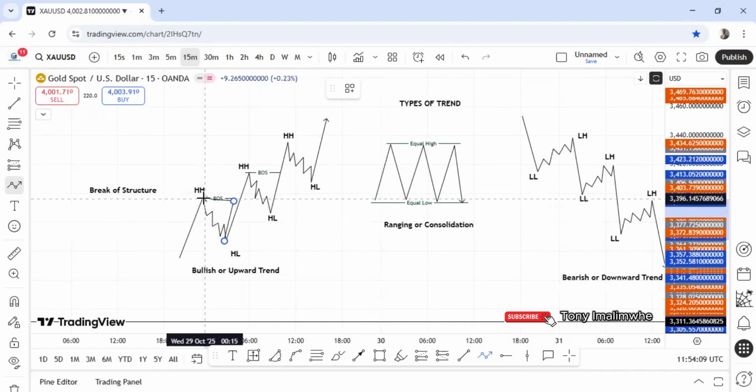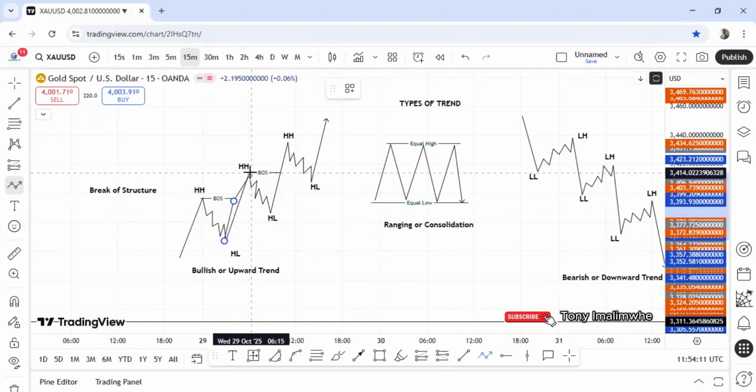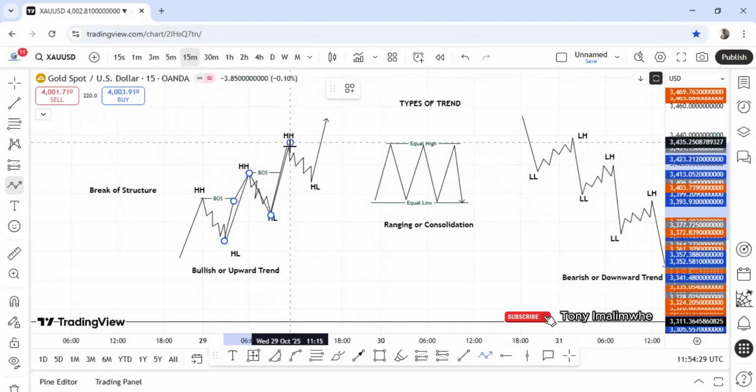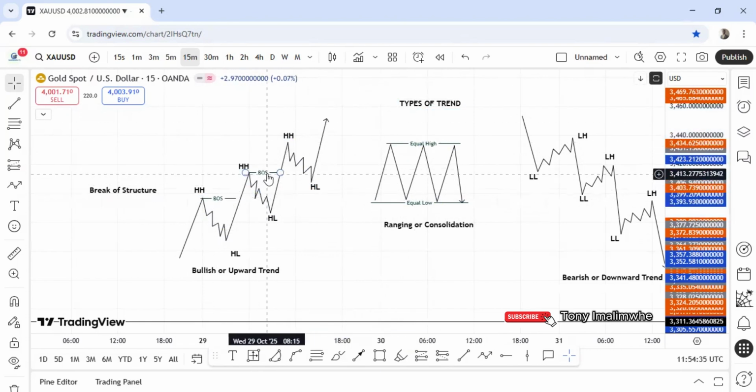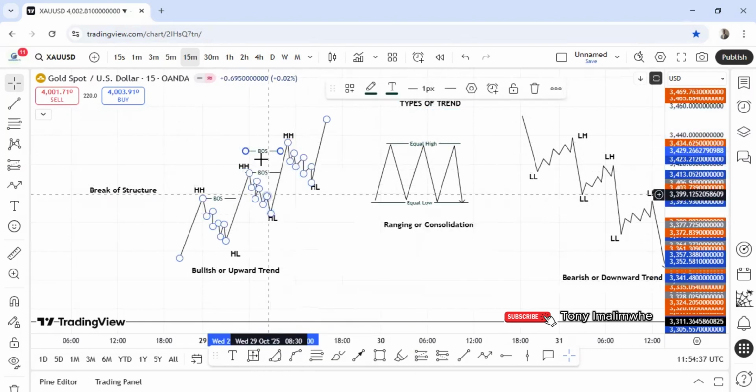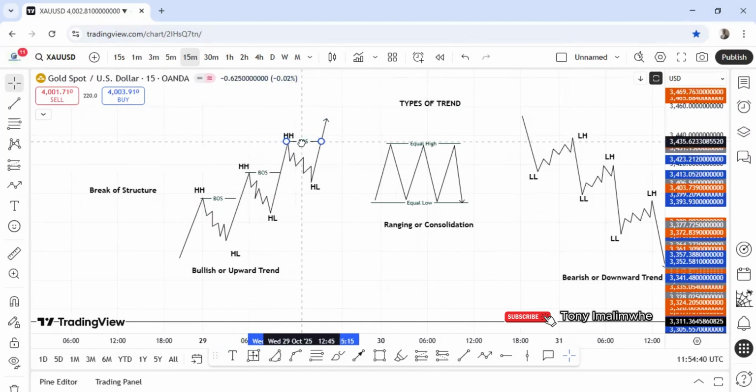Until price breaks above this price level, you cannot say there is a break of structure. Now price breaks above this level, there is a break of structure here. Price got here, pulled back again, retraced to this price level, and then moved up and broke above. There's another break of structure here. Yes, this is your BOS. Another BOS here, another break of structure there, another break of structure here.